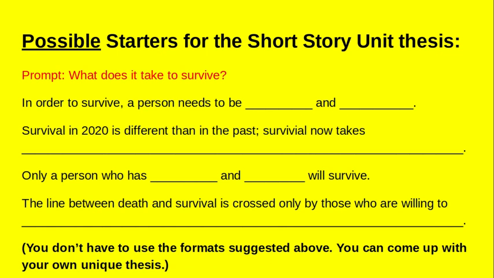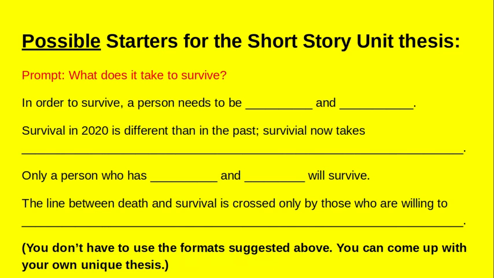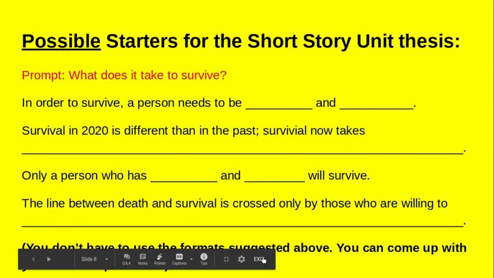Okay, so those are some places to start. Your assignment for our next class is to write 3 possible thesis statements for your essay in order to answer this question: what does it take to survive? So remember, you're getting quite a bit of time to do this because this is the most important sentence that you will write in your essay. So take your time, give it some thought, and write down 3 different ideas for thesis statements.